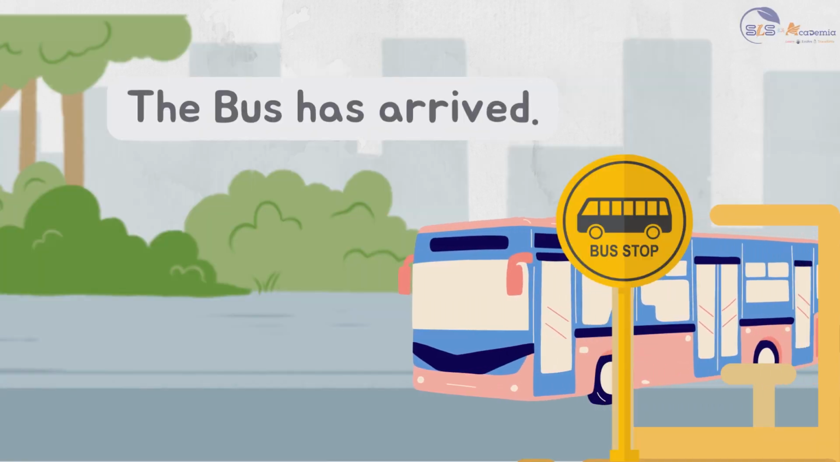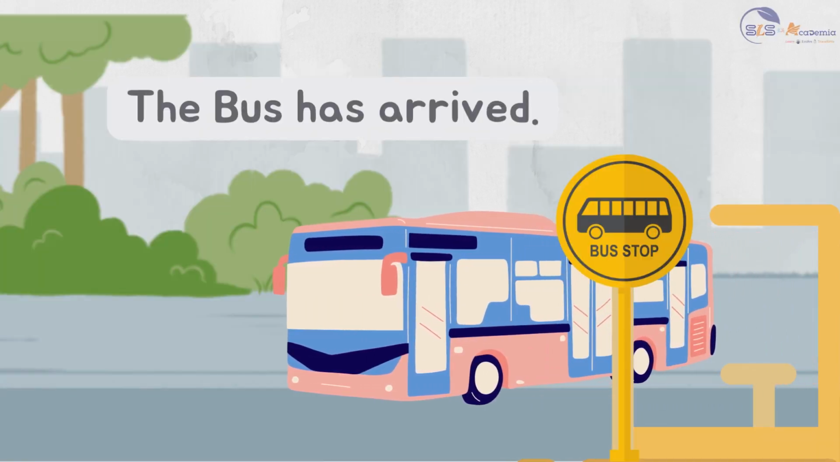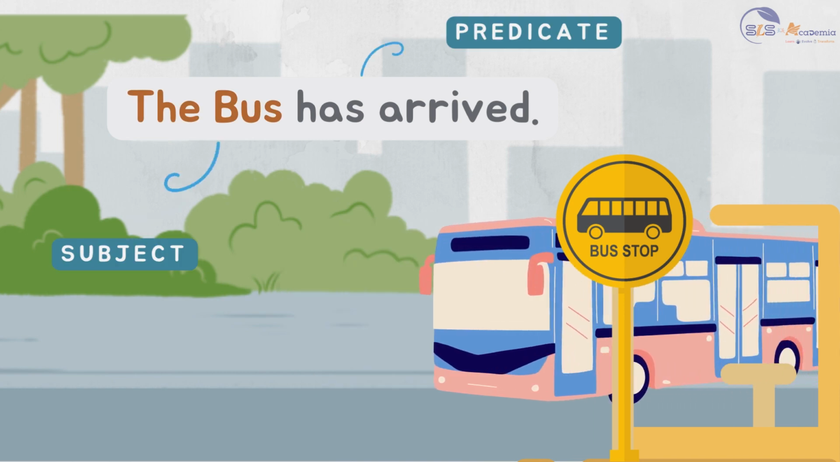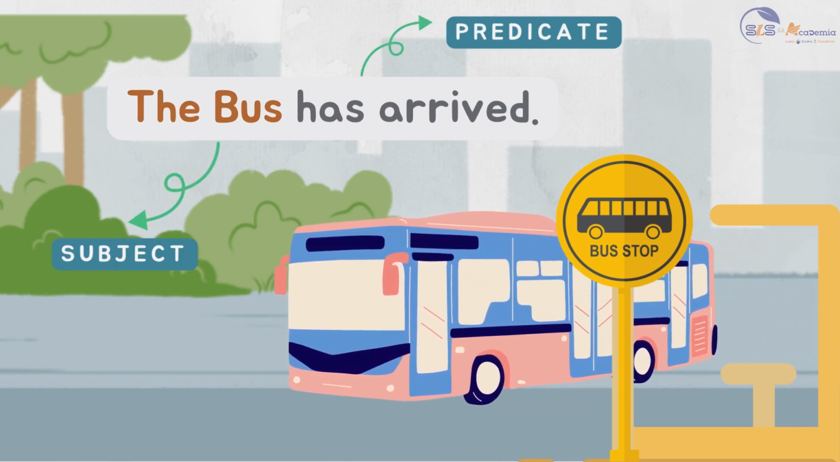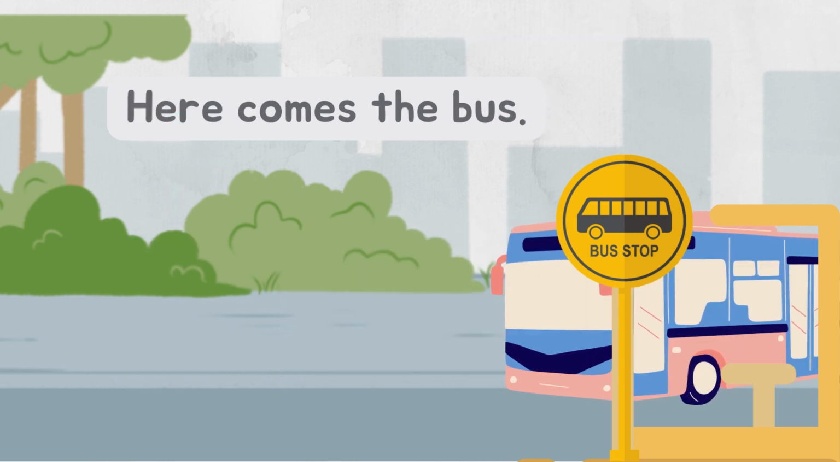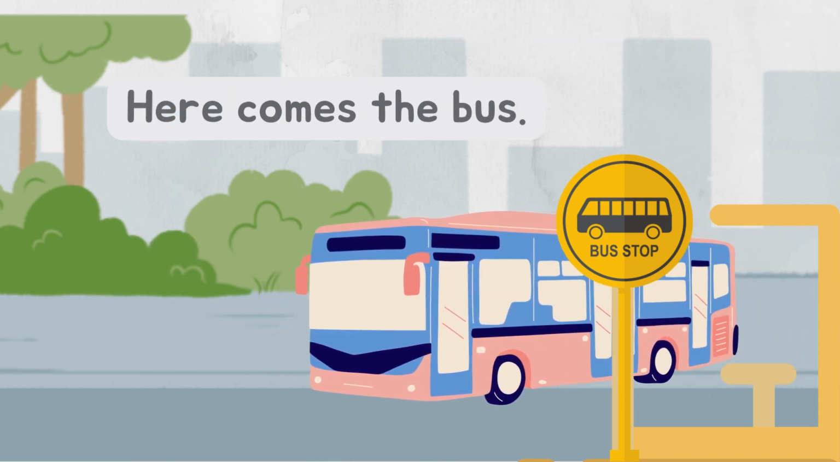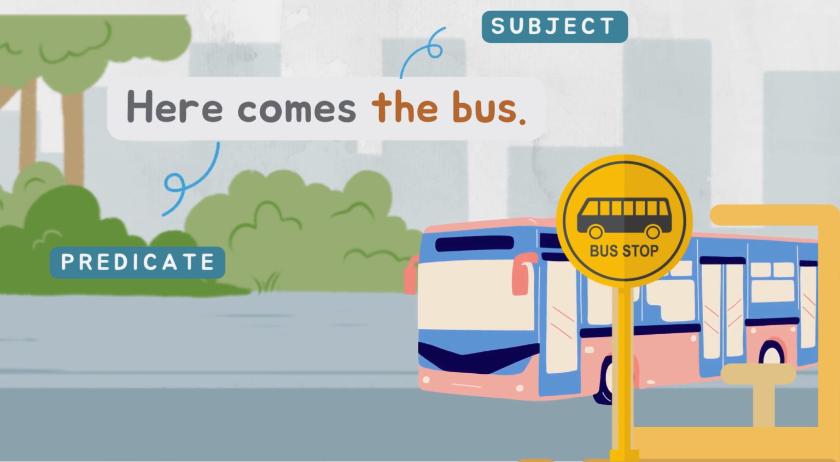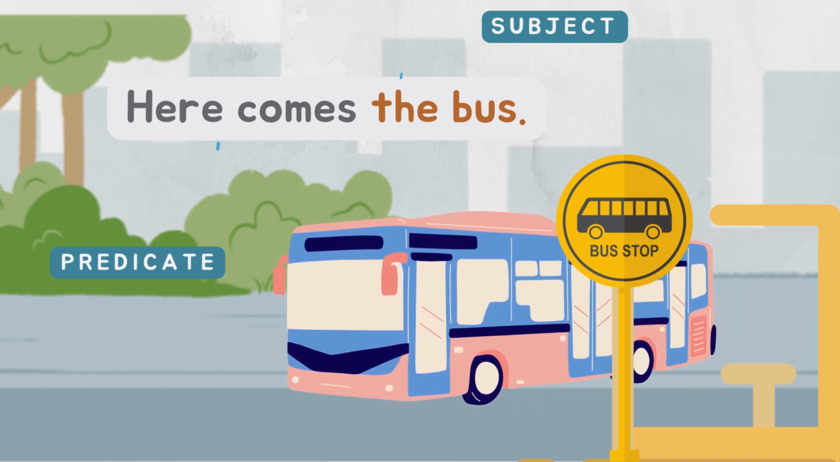Consider this sentence. The bus has arrived. Here, we are speaking about the bus. So the bus is the subject, and has arrived is telling us something about the subject. So has arrived is the predicate. The subject of a sentence usually comes first, but occasionally it is also put after the predicate. For example, in the sentence, here comes the bus.